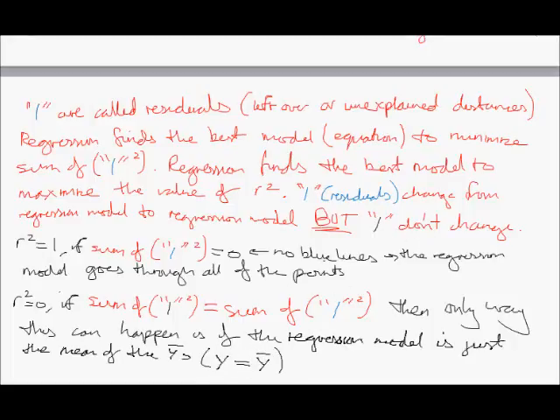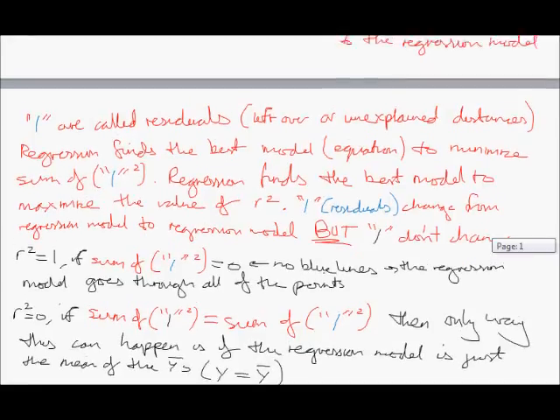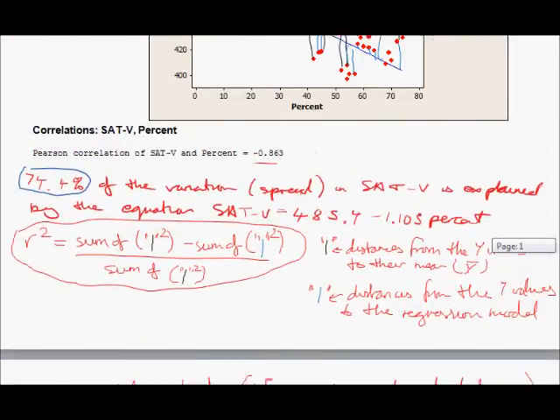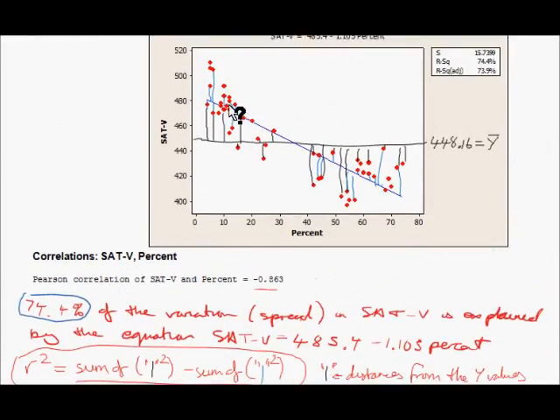Visually, all we're saying here is r squared equals 0. The worst case scenario is the regression model, that blue line, just becomes that black line at the average of the y's. That's the worst case scenario. That gives you an r squared of 0. It tells you nothing, because the model is just the average of the y's.